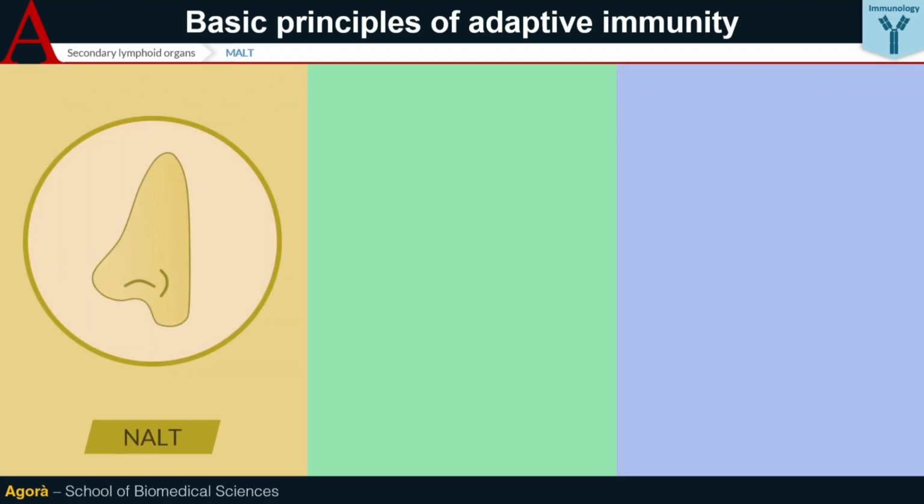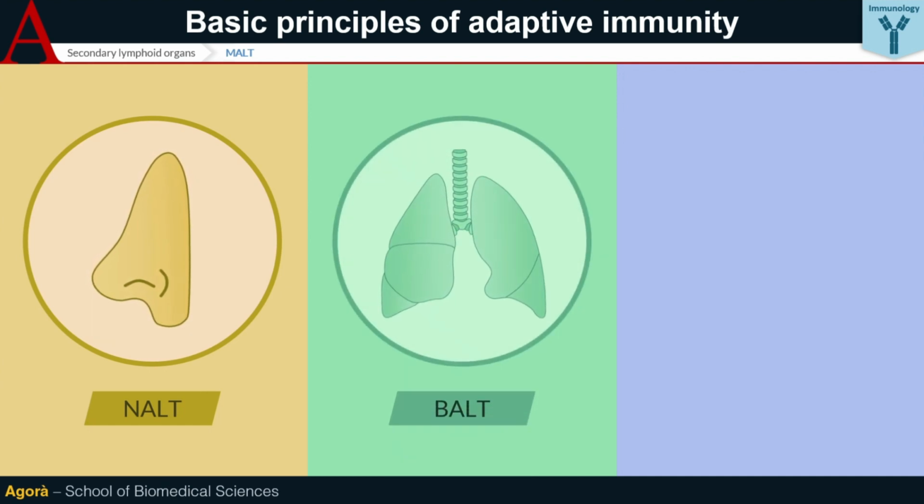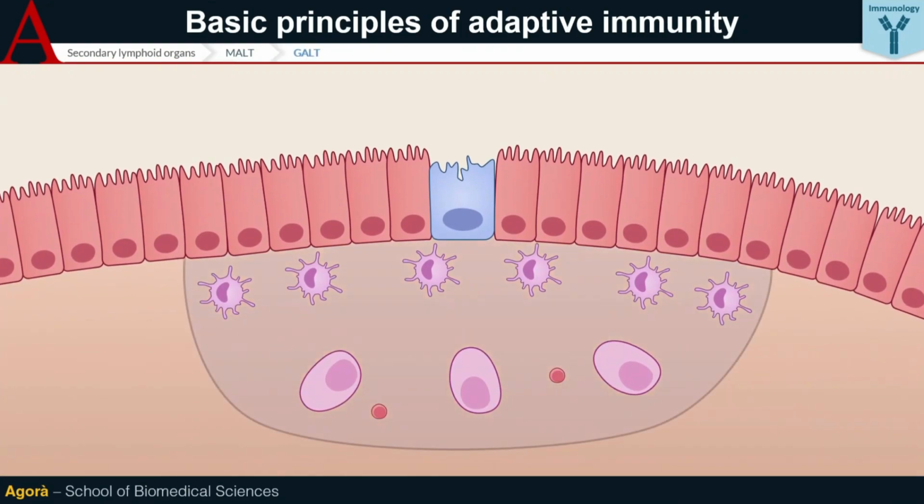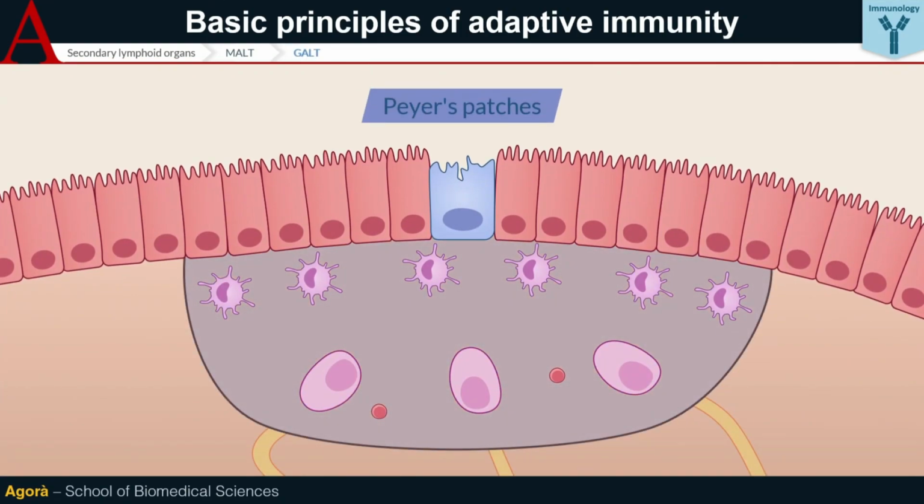MALTs include NALT, nasal mucosa-associated lymphoid tissue, BALT, bronchial mucosa-associated lymphoid tissue, and GALT, gastrointestinal tract-associated lymphoid tissue, which is by far the most complex and extensively studied component, and includes the tonsils, adenoids, appendix, and intestinal Peyer's patches.